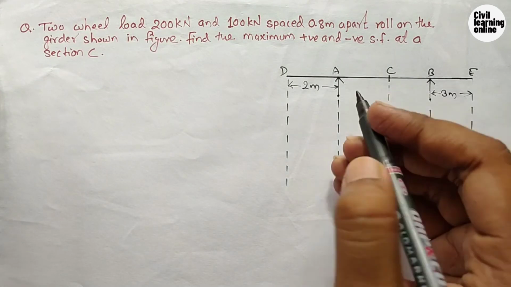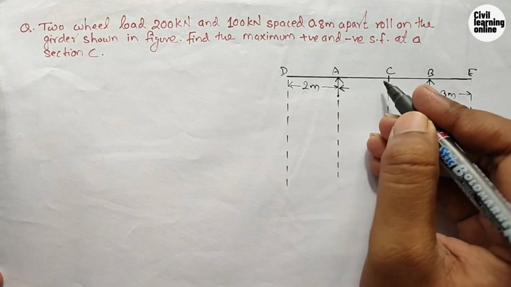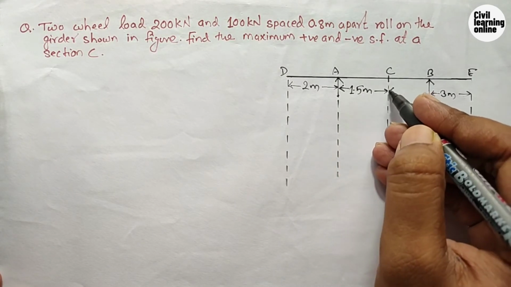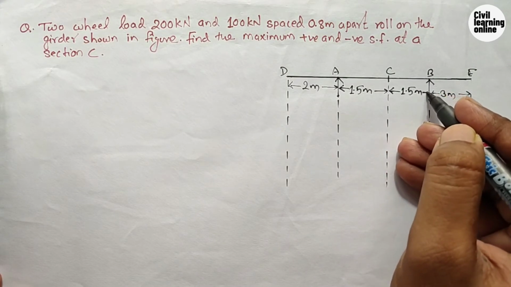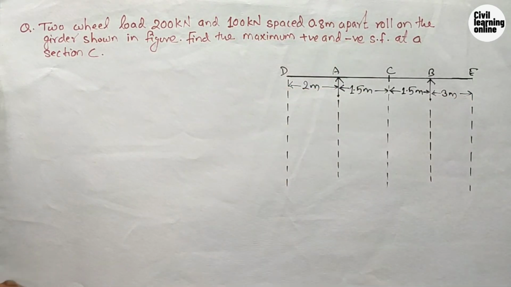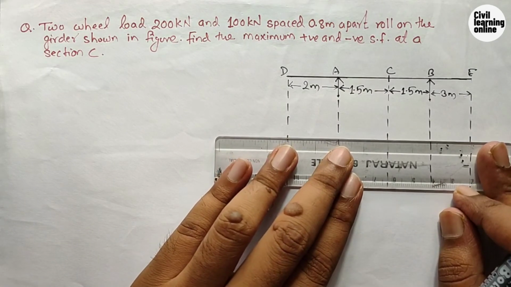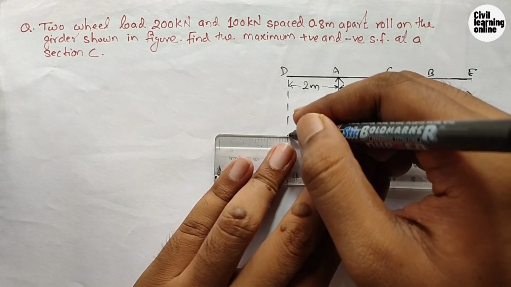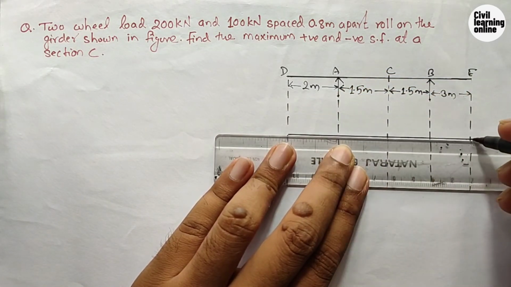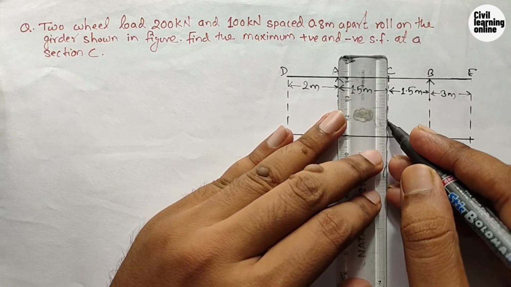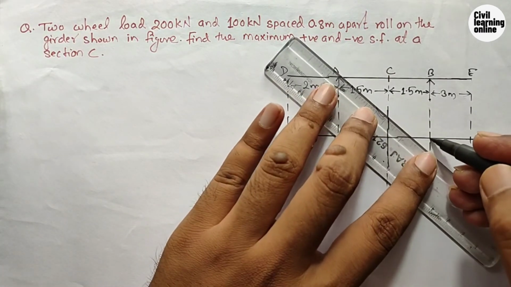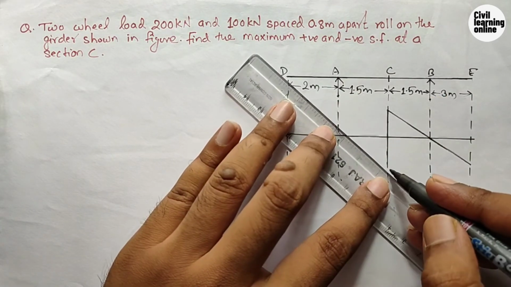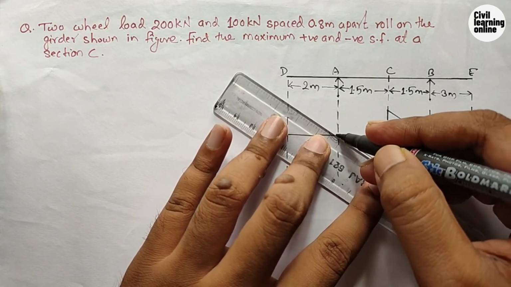Now guys, here the span of each and every member of the girder is given, that is 1.5 meter AC, CB is again 1.5 meter, and we are asked to calculate the maximum positive and negative shear force, and the beam is overhanging. So draw the influence line diagram for the overhanging beam for the shear force, and it will be similar to what I have discussed previously in the video. So draw it here like this, join this here and produce this downward, again join this here and produce this upward.